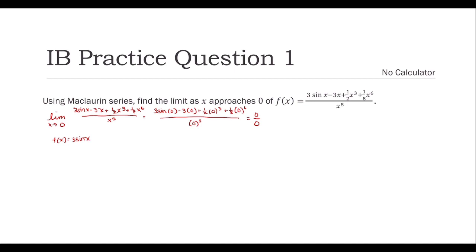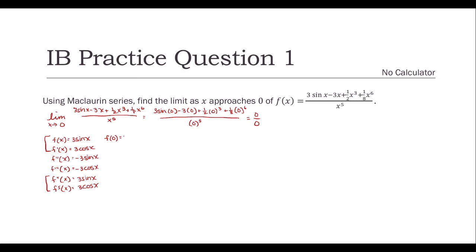So we need our f of x, our derivative of that, which is 3 cosine of x. We'll do our second derivative, which is negative 3 sine of x. Our third derivative, which is negative 3 cosine of x. Our fourth derivative, which is 3 sine of x. And then our fifth derivative, which is 3 cosine of x. So if you notice, it starts repeating itself. These here are the same as these. So your derivatives will start repeating your functions from before. So we want to evaluate these functions at 0.